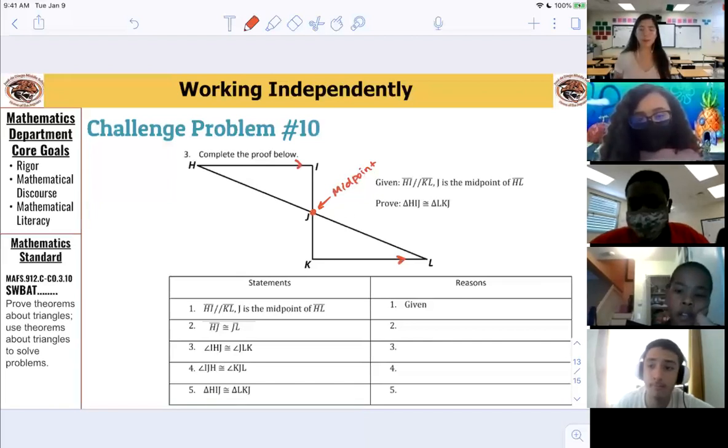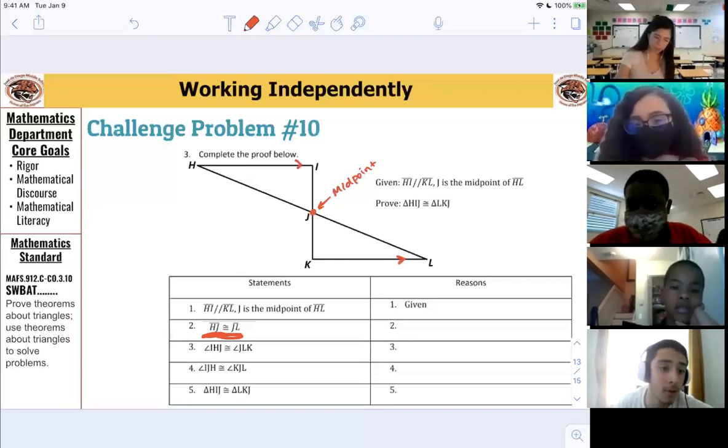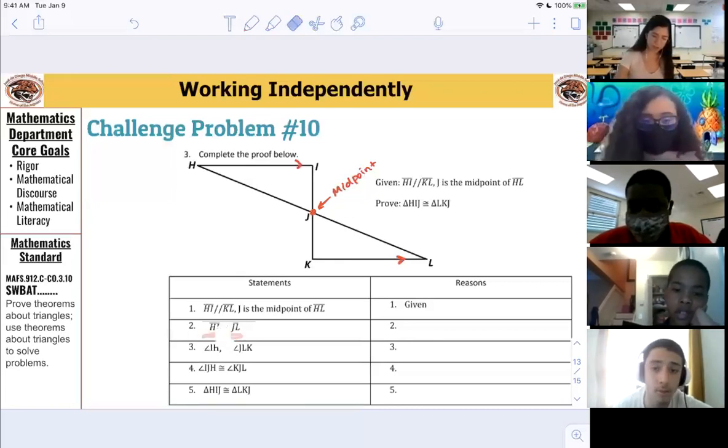Well, okay, I was waiting for someone to just read this statement. Oh, HJ equals... I thought you said JL, that it was in the midpoint. I was like, what? No, I didn't say that. Okay. HJ is congruent to JL.